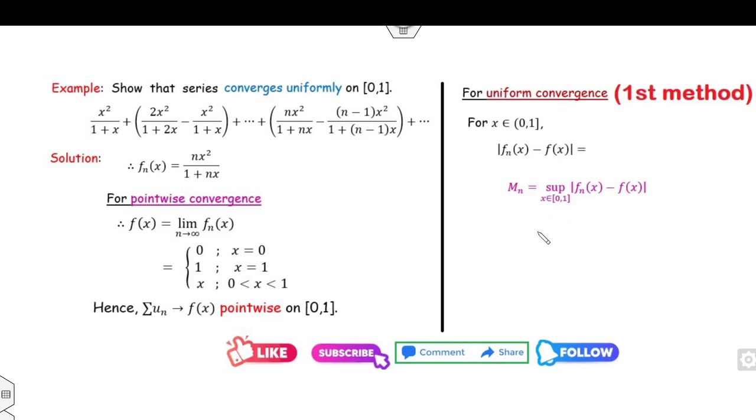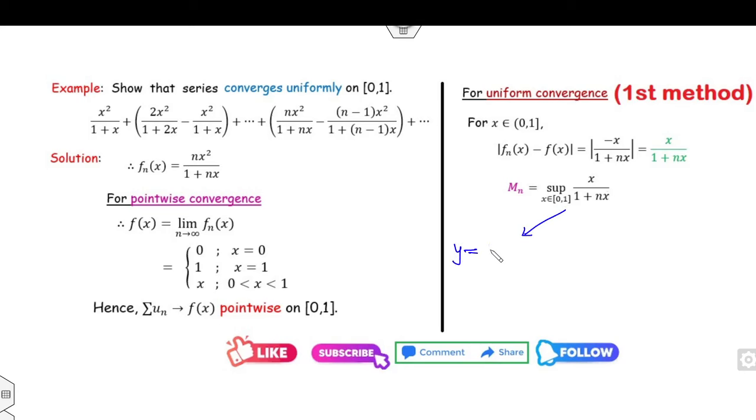So your fn(x) will be x over 1 plus nx. Now your target is to find the supremum. I can substitute this value in the given function. So your Mn will be the supremum of this. How can you find the supremum? There are two ways.